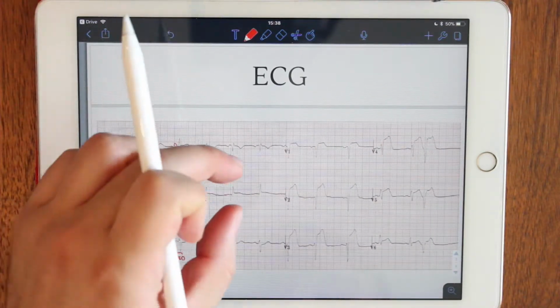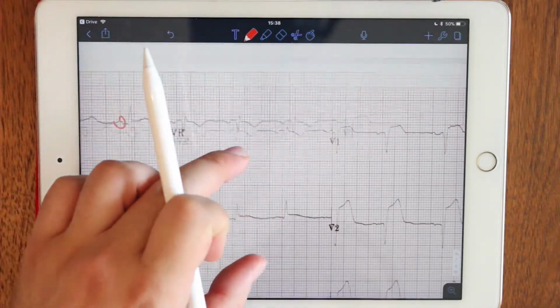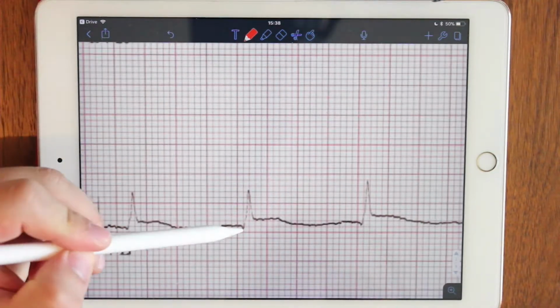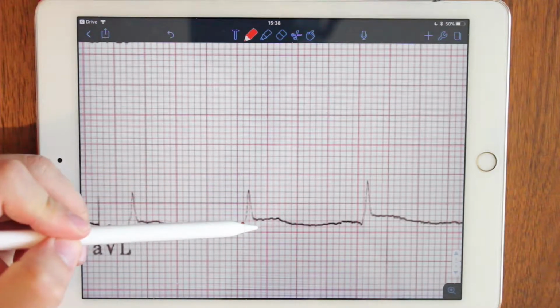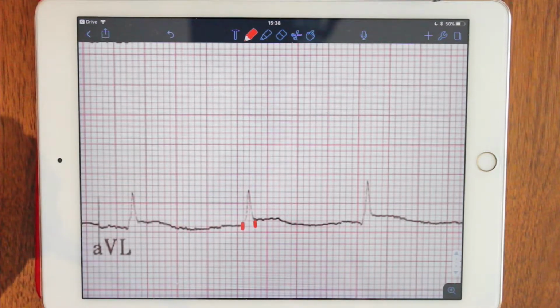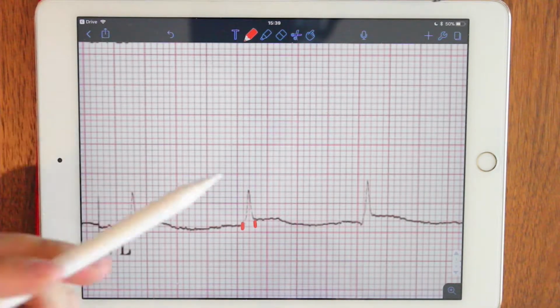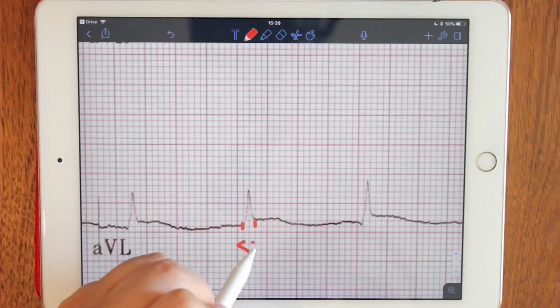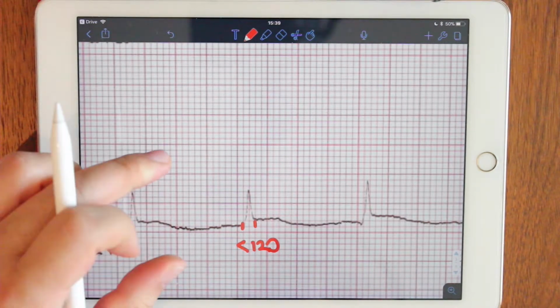For QRS complexes, let's zoom into AVL. We want to start at the Q wave and go to the edge of the R wave, and we see that that's 2 boxes, so that is less than 3 boxes or 120 milliseconds, so that's normal.